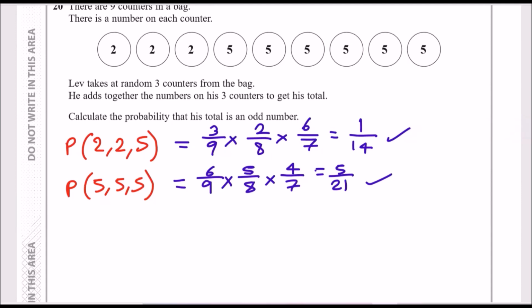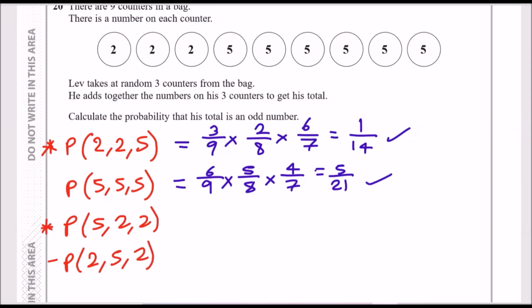Yes, there is actually. We can look at the first one and realize we can do this in a different order. For example, we could have picked a 5 first and then a 2 and a 2. Or we could have picked a 5 in the middle. So 2 first, a 5, then a 2. It turns out if you do it in a different order, you're going to get the same result, which is also 1 out of 14.